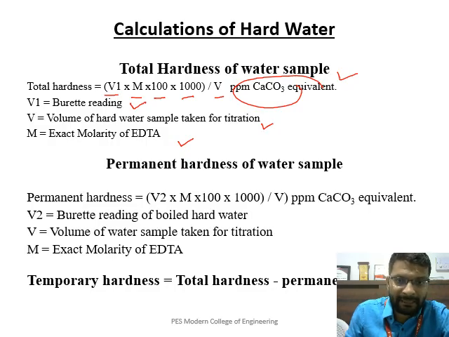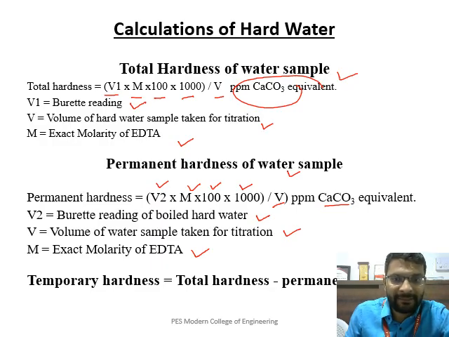The permanent hardness of a water sample can be determined with V2 times M times 100 times 1000 divided by V, as calcium carbonate equivalent, where V2 is the burette reading for the boiled water sample, V is the volume of water sample taken for the titration, and M is the exact molarity of EDTA. The temporary hardness can be calculated from the formula: total hardness minus permanent hardness.